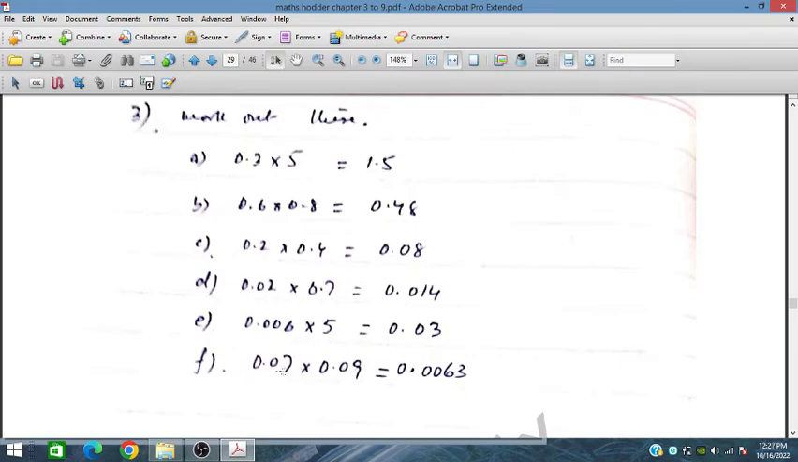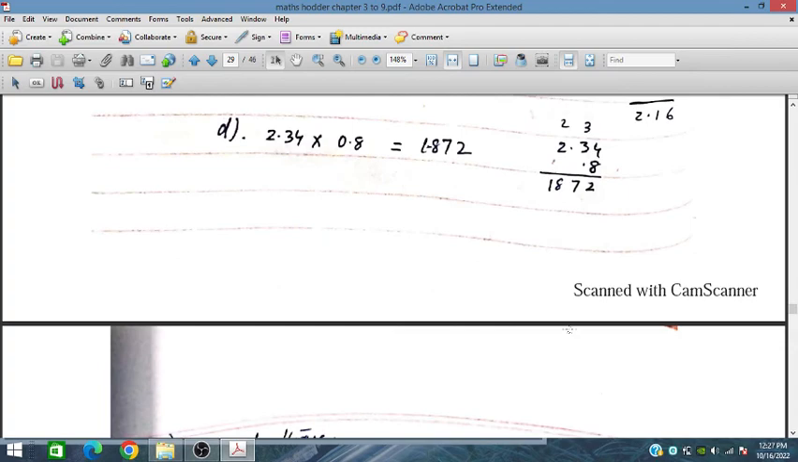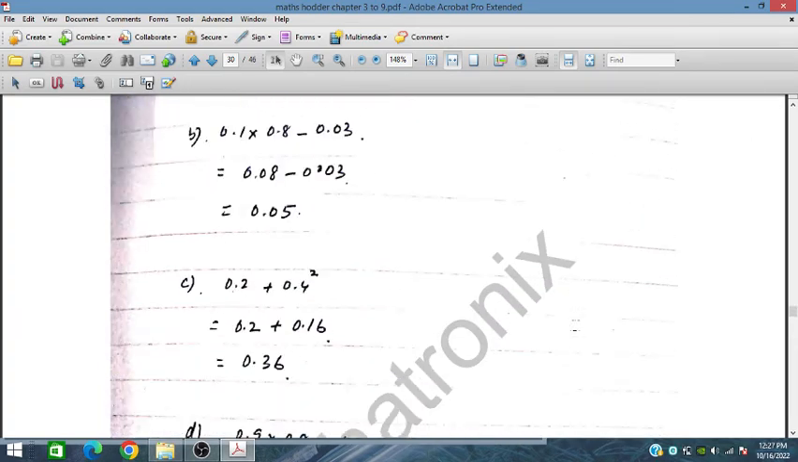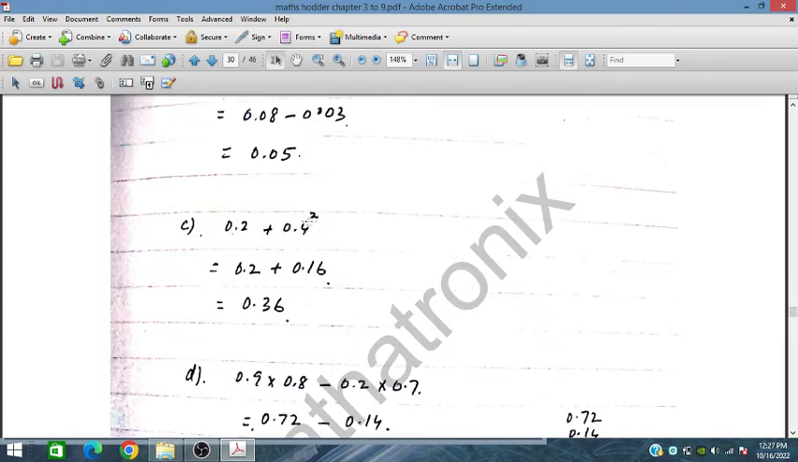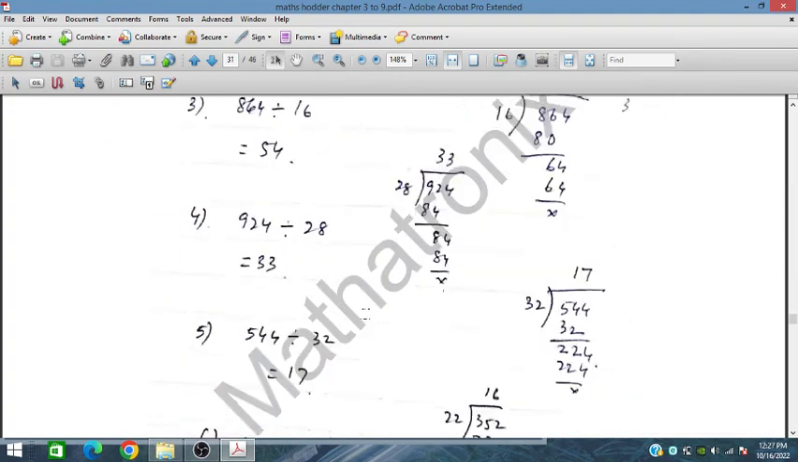This is 63. There are 1, 2, 3, 4 places, so the decimal point should be placed 4 places from here to here. So that's why it is 0.0063. Work out the powers related to this. This is 0.2 to the power. This is 0.16. So it's this, 0.5.